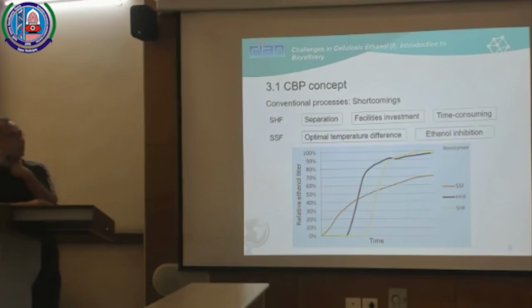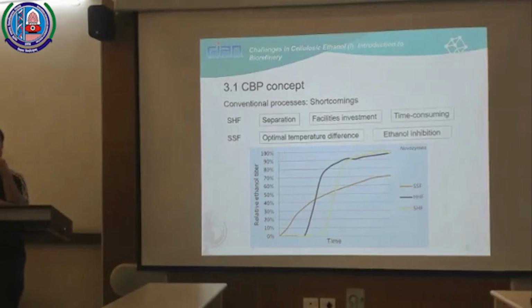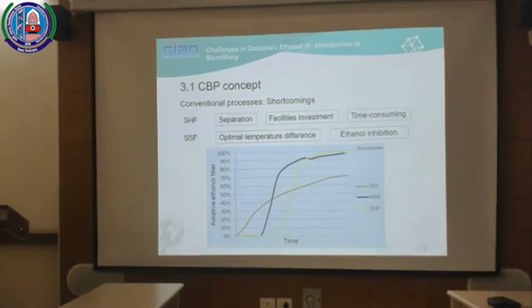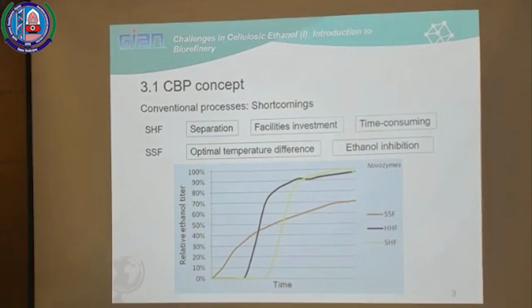Another problem is the ethanol inhibition. During the SSF, the accumulation of ethanol is very notable. It's very considerable. As the ethanol content reaches 2%, the inhibition effect is very significant. So it is another problem.